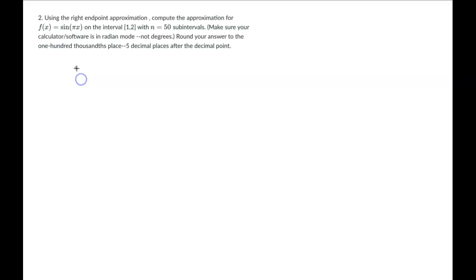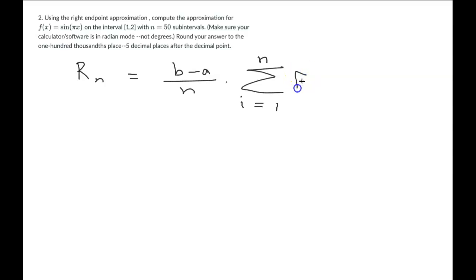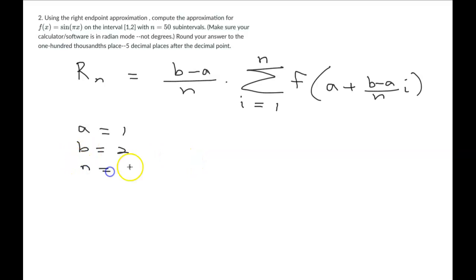So remember, the right endpoint approximation is going to be (b minus a) over n times the sum from i equals 1 to n of the function evaluated at a plus (b minus a) over n times i, right? In this case, we have a is 1, b is 2, n is 50. And that's really all you need to know to set this up.